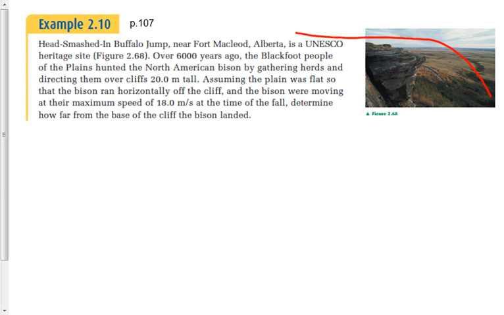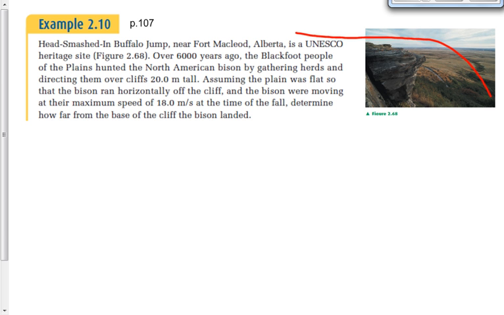Over 6,000 years ago, the Blackfoot people of the plains hunted North American bison by gathering herds and directing them over cliffs 20 meters tall. Assuming the plain was flat so that the bison ran horizontally off the edge of the cliff, and the bison were moving at their maximum speed of 18 meters per second. That's pretty fast. For such a fast animal, it's too bad they weren't a little smarter. We want to know how far from the edge of the cliff these bison are going to land.